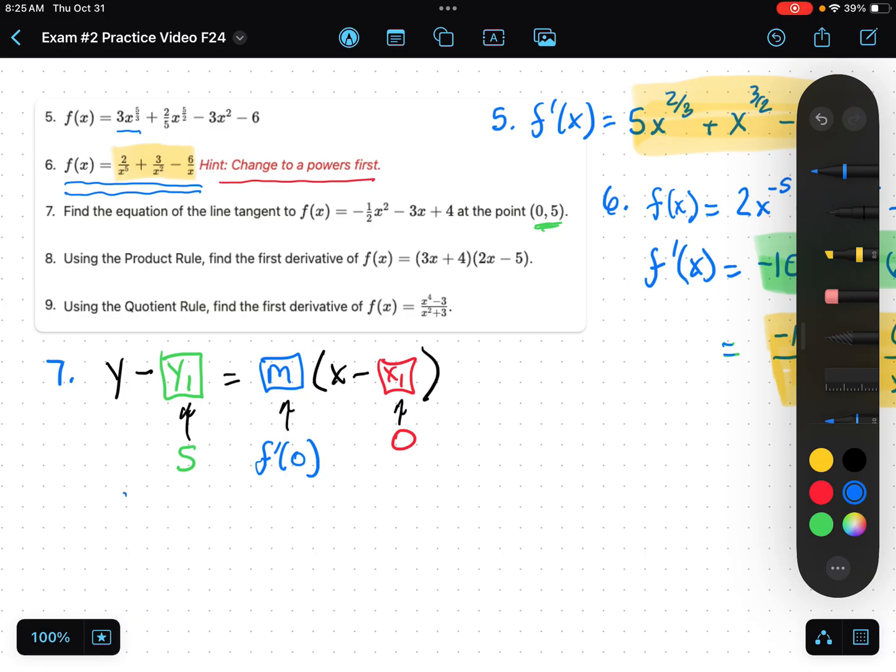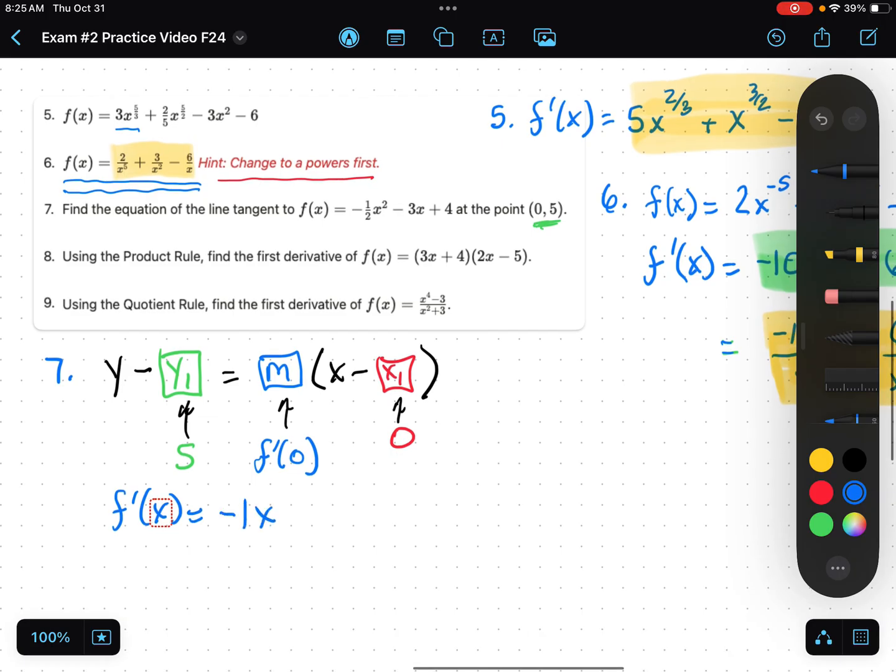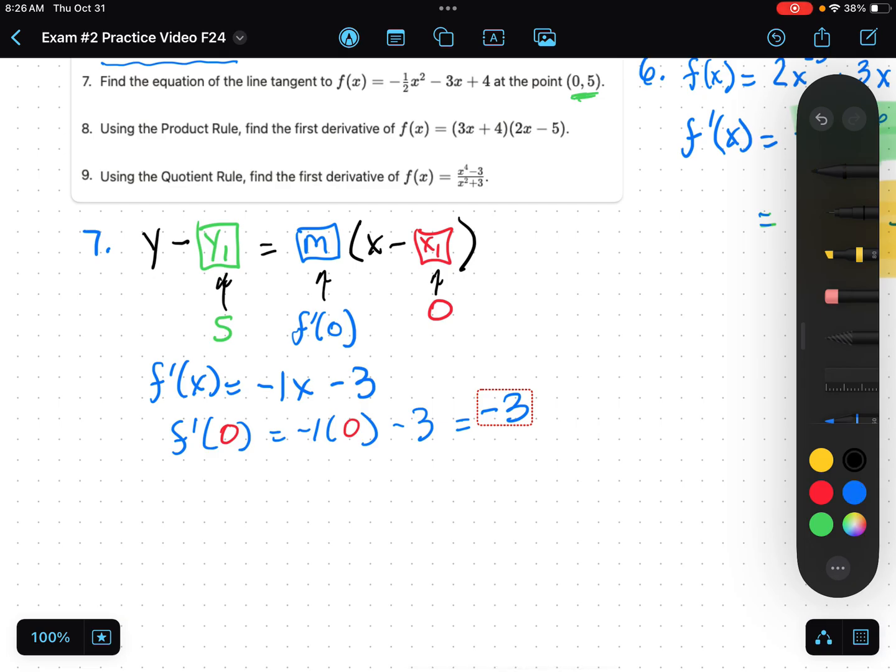So my derivative for this function is, bring the 2 down, that'd be a -1x minus 3, and then plus 0 for the 4. And so when I plug 0 into this function, I get -1 times 0, which is 0, minus 3. So my slope is -3. Okay, so for the equation of the tangent line, it'd be y minus 5 equals -3 times x minus 0. And that is the equation. So you're okay if you make it to there.